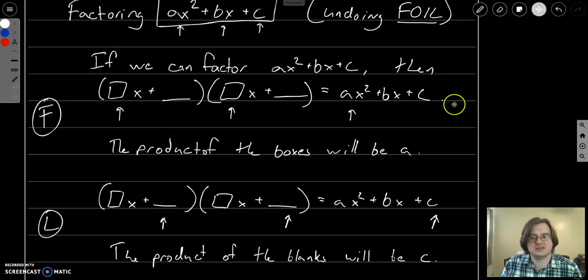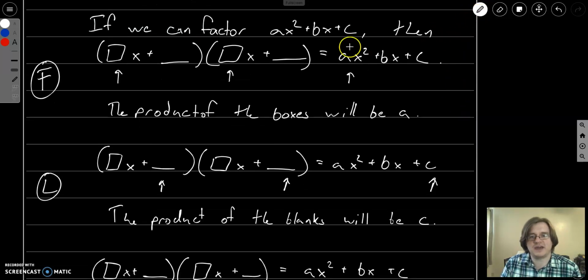So the first thing to notice is that if we can factor ax squared plus bx plus c, what it will look like is something times x plus a number times something times x plus a number. It will be 2 binomials multiplied together to get this trinomial. And in particular, whatever it is that's multiplying the x, when we FOIL, if we take the 2 first terms and we multiply them together, we should get ax squared. So whatever goes into the boxes, when you multiply them together, we should get a.